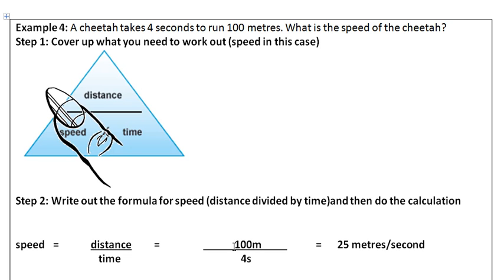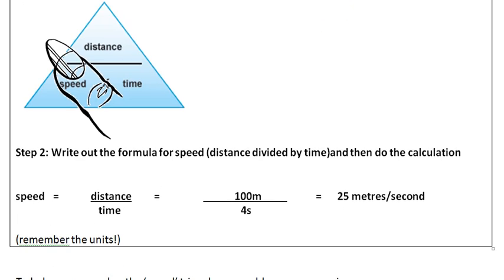I can then fill in the numbers from the question. A cheetah takes 4 seconds, so time is 4 seconds, to run 100 meters. The distance is 100 meters. So distance divided by time would be 100 meters divided by 4 seconds. If I do that calculation, 100 divided by 4, I'm left with 25 as the answer. Because my distance is in meters and my time is in seconds, the units will be meters per second. So 25 meters per second, full marks.